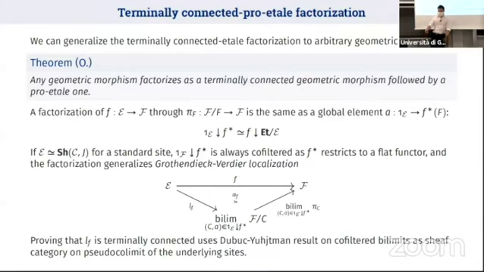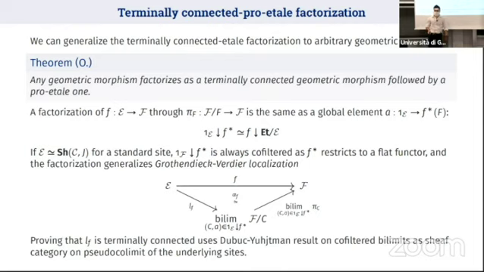And to do so, you have to remember first that a factorization of a geometric morphism through an étale geometric morphism is the same as the name of a global element of the inverse image part. And then, if you choose a site of definition for your codomain topos, you can look at the category of global elements of the inverse image, which is co-filtered because your geometric morphism comes from a flat functor.